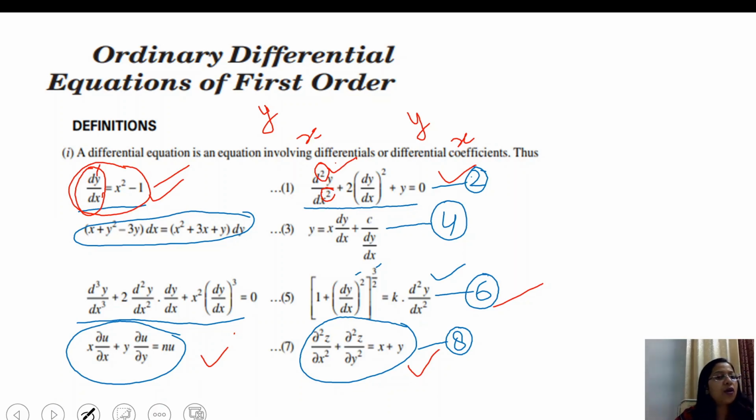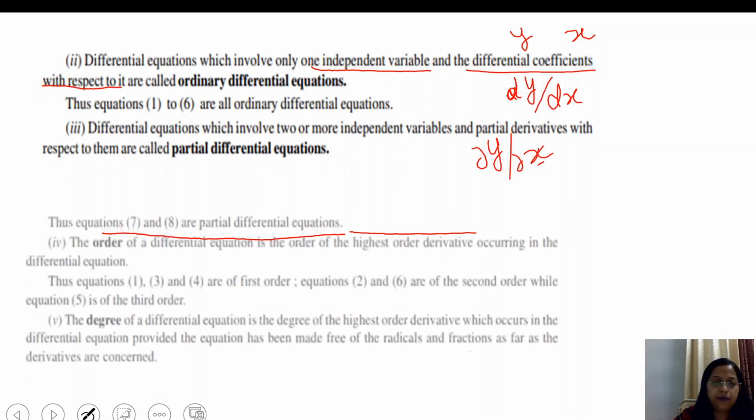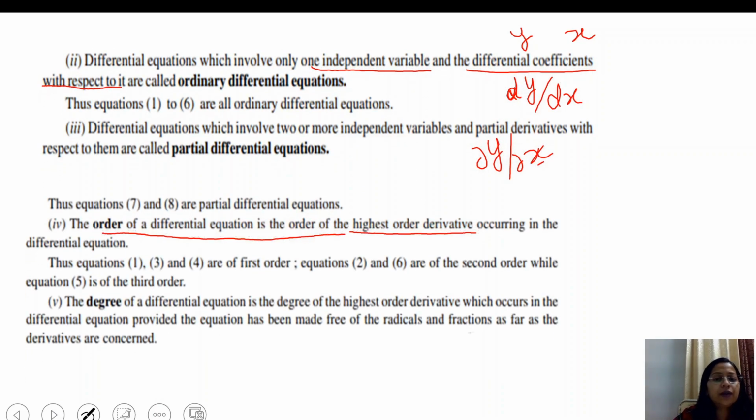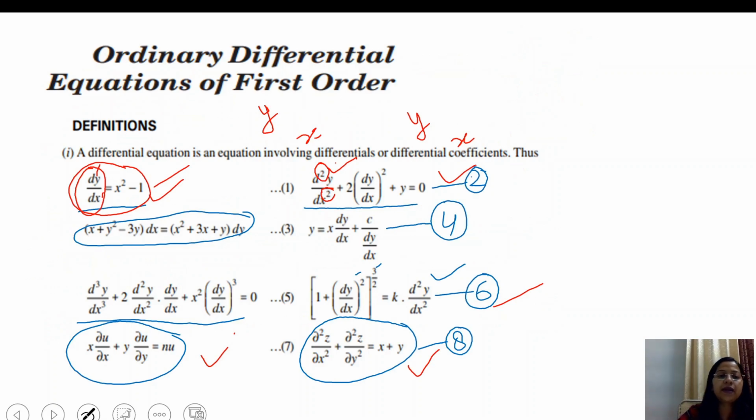Right? So I hope order of a differential equation would be clear. Equation number 1, 3, 4 are of first order and 2 and 6 are of second order, while the 5th is of third order. Just going back to the previous slide. Here you can notice that this is a second order differential equation. How can we find out its order?